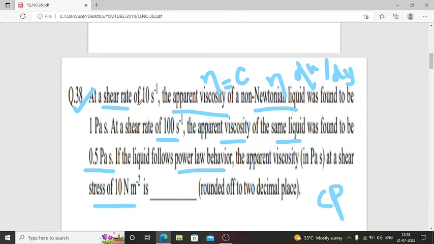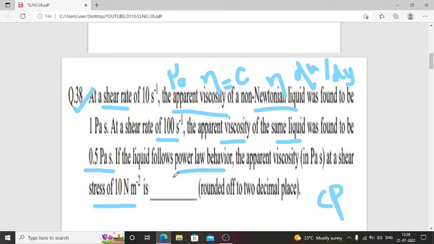Okay. So here, the shear rate du by dy is 10 second power minus 1. The apparent viscosity, eta or mu naught, is equal to 1 Pascal second. Mu naught is also denoted as apparent viscosity. When the shear rate du by dy is 100 second power minus 1, the apparent viscosity eta or mu naught is equal to 0.5 Pascal second.